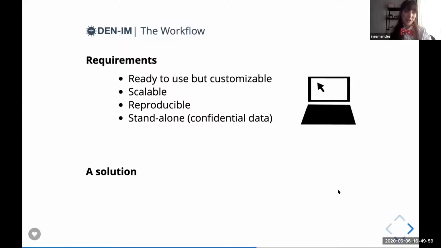And another issue that we were worried about is the confidentiality of the data, especially if you're working with metagenomic samples that come from clinical cases. You're going to have human DNA in your samples and you need to keep privacy of that human DNA. So we would really prefer a standalone approach to this problem rather than a web service.